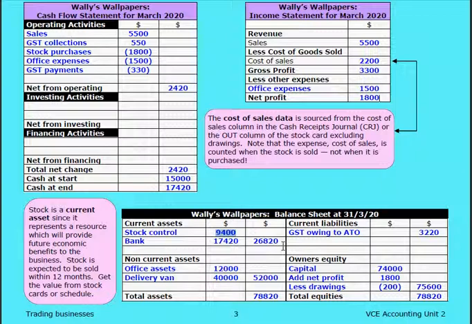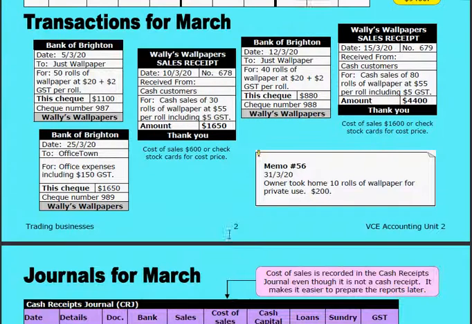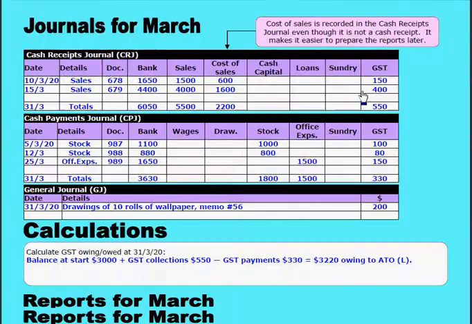Now the best place to get that figure, $9,400, is to go up to the stock card, and the last figure in the stock card, 9,400. That is the value of stock at the end of the period. If there were 2, 3, 4, 5, 6 stock cards, you'd have to add up the final balance in each of the stock cards to come up with the total value. In this business, there's only one stock card, so it's easy, 9,400. That's the total value of stock.